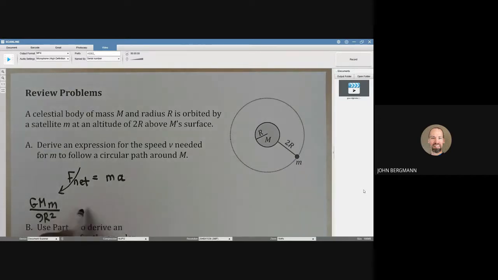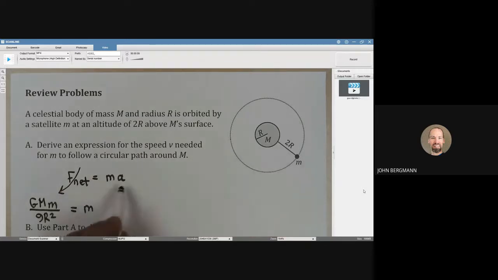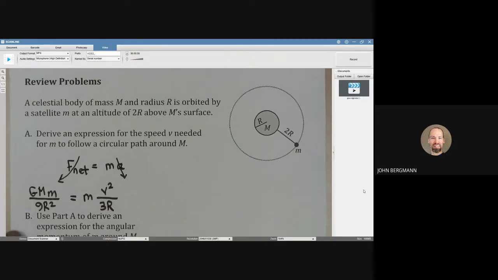And that should be equal to the mass that we're talking about, which in fact is little m here, times the acceleration of this mass. The acceleration is a centripetal acceleration, and that acceleration is going to be v squared divided by R. Now what's R? R is the orbital radius, which in this case is 3r, isn't it? That's what's given. Okay, so I think we just need to solve for this.